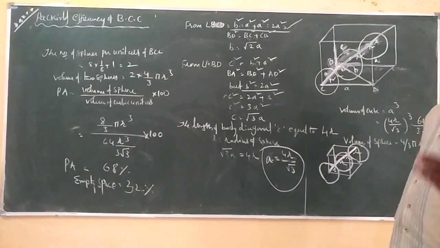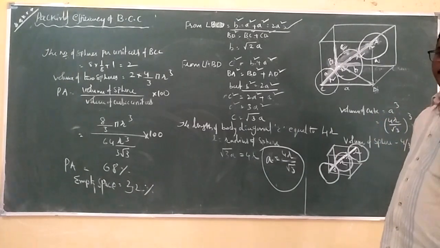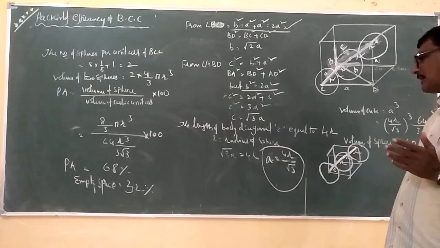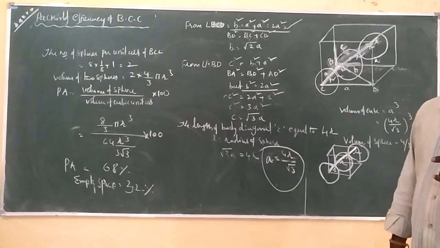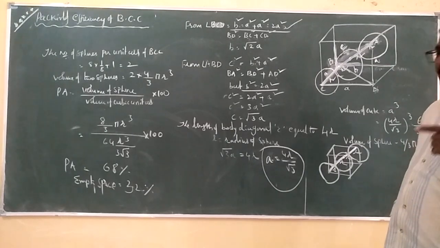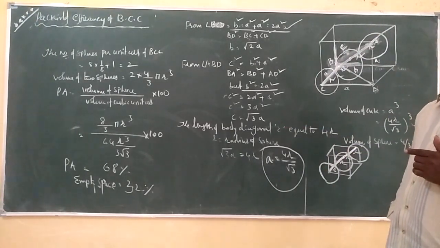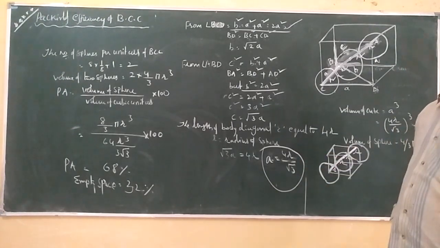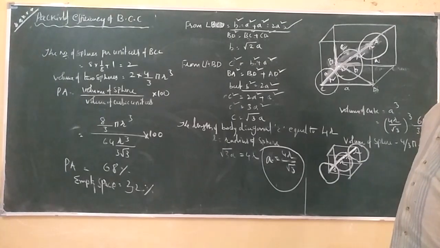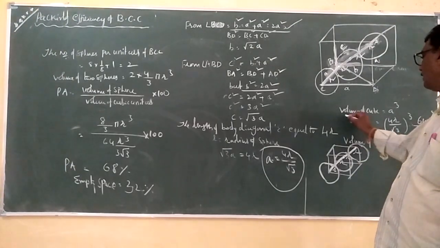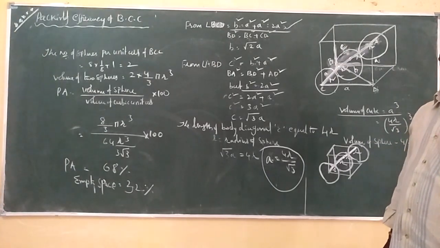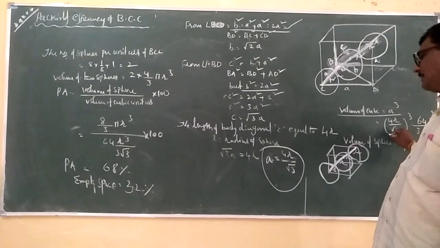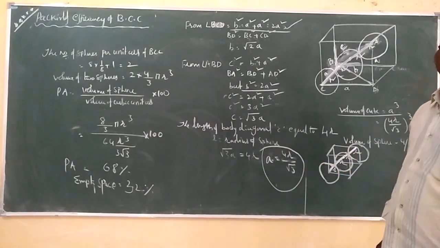So, are you understanding? First, two triangles. In the first triangle, calculate the B value. In the next, calculate the C value, but the length of the body diagonal is C equal to 4R, and C value is square root of 3 A. Based on that, edge length A is equal to 4R by square root of 3. Now, volume of cube, how much? A cubed. Now A is 4R by square root 3, cubed.